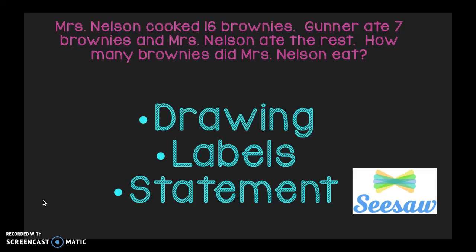All right, I'm going to read the story. Mrs. Nelson cooked 16 brownies. Gunnar ate 7 brownies, and Mrs. Nelson ate the rest. You know how she loves her sweets. How many brownies did Mrs. Nelson eat? I'm going to read it one more time. Mrs. Nelson cooked 16 brownies. Gunnar ate 7 brownies, and Mrs. Nelson ate the rest. How many brownies did Mrs. Nelson eat? Good luck, friend.